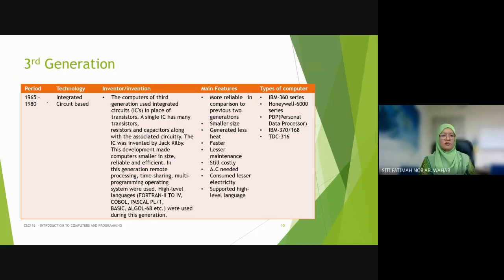And then we move to the third generation computer. The period is 1965 until 1980, so 15 years. The technology used is integrated circuit. We call this IC, integrated circuit base. The computers of the third generation use the integrated circuit in place of transistors, so it replaces the transistor. A single IC has many transistors, resistors and also capacitors along with the associated circuitry.